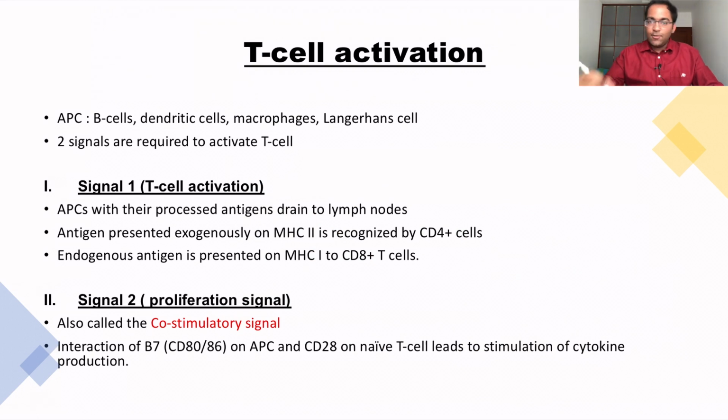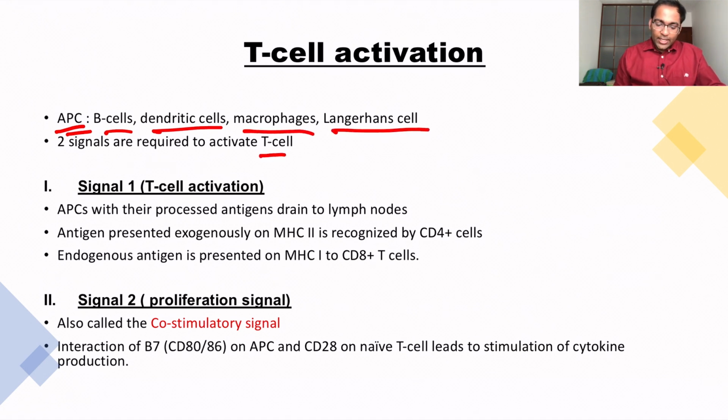So, T cell activation. This is the last couple of slides and we're done. T cell activation involves the APC. APC stands for antigen presenting cells, and they could be B cells, dendritic cells, macrophages, or Langerhans cells. Two signals are required to activate T cells. I like to think of it as signal number 1 and signal number 2. Signal number 1 is the primary signal, or the main signal. Signal number 2 is a secondary signal, or a co-stimulatory signal.